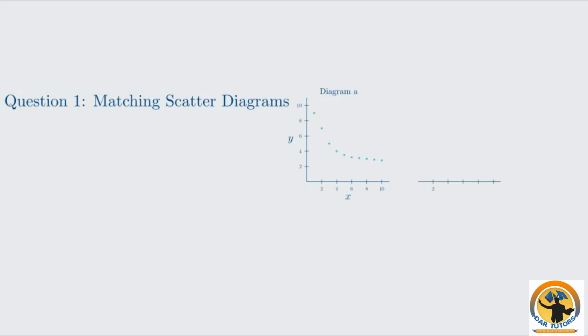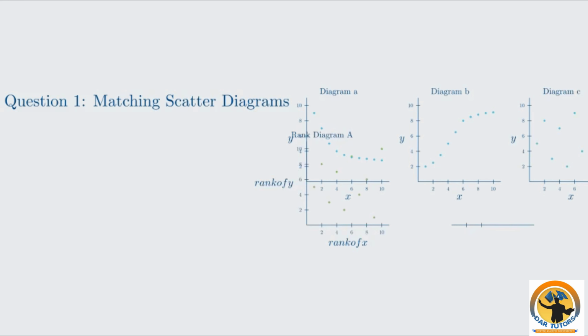Now let's explore some IB-style practice questions to solidify your understanding. Question 1 asks for the correct matching between real data scatter diagrams and their corresponding rank diagrams. Diagram A shows a strong negative association that flattens out, which is nonlinear. Diagram B shows a strong S-curve, also nonlinear. Diagram C shows points scattered with no clear pattern.